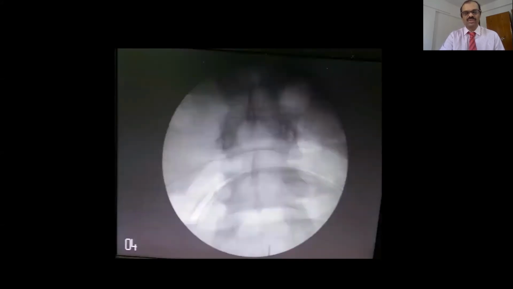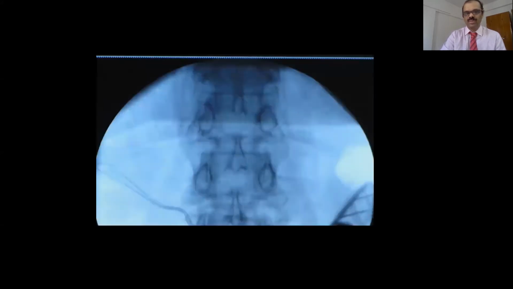So the next important issue is imaging. Here I would like to discuss the technique of transpedicular biopsy. It is important to have a proper AP and lateral view. If you look here, there are oval shadows. The end plates look oval, and if you draw lines on the lateral margin, you can see the pedicle shadow is outside the lateral margin. So it's not a true AP view.